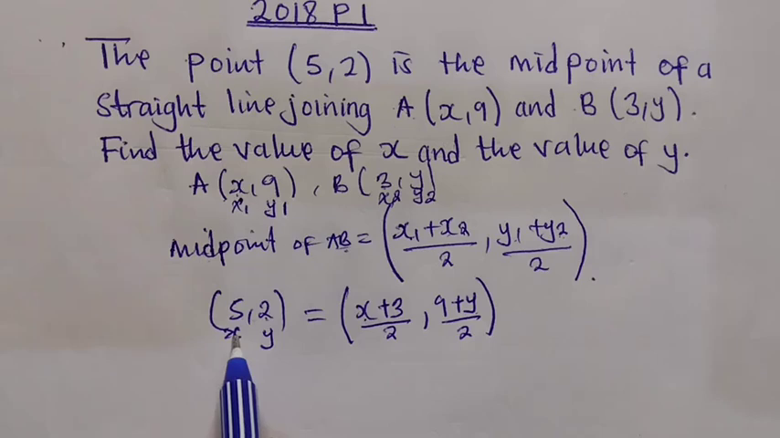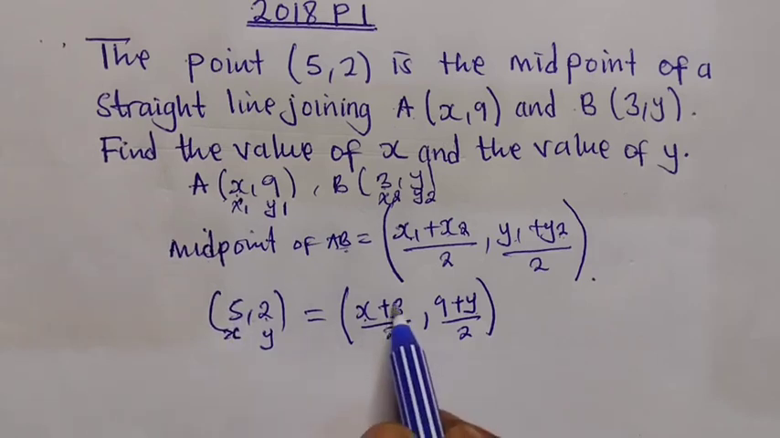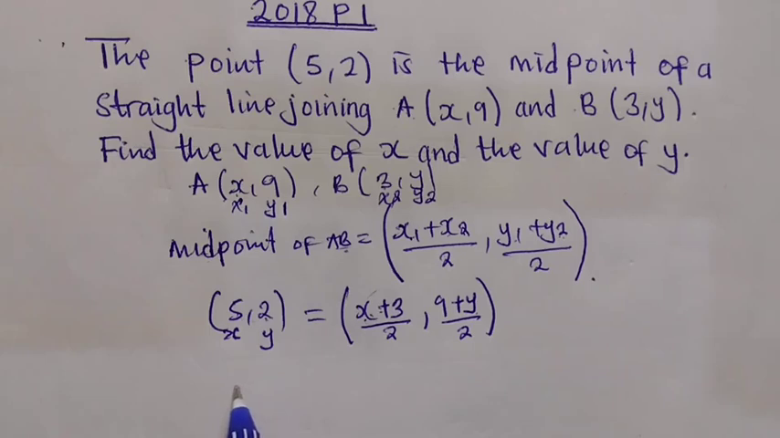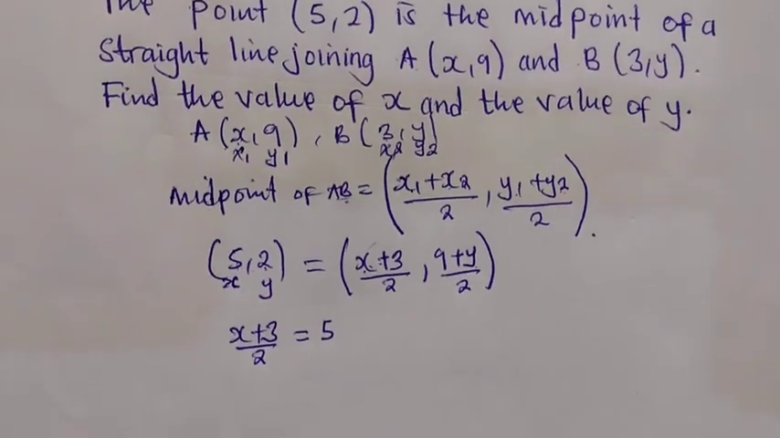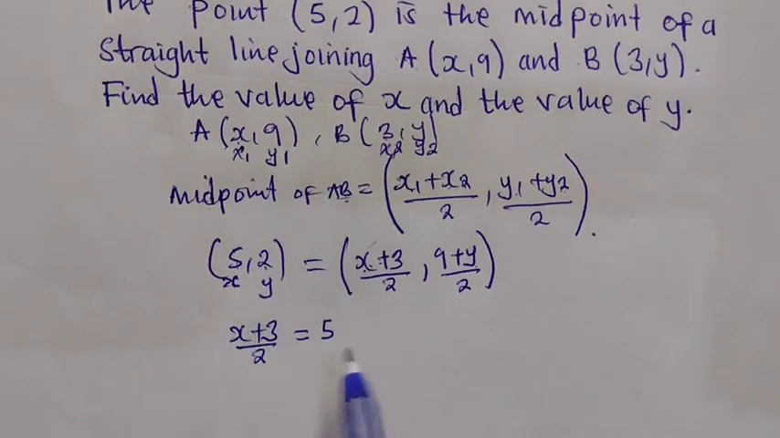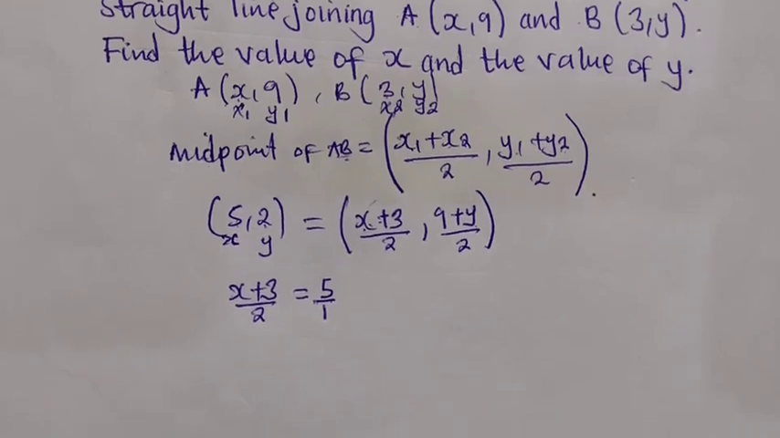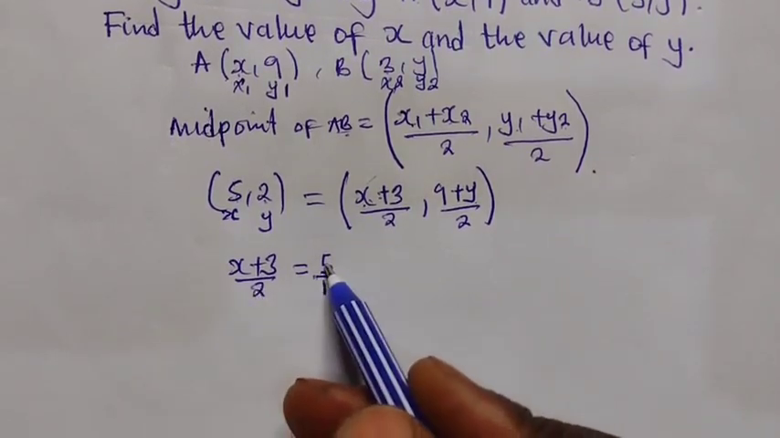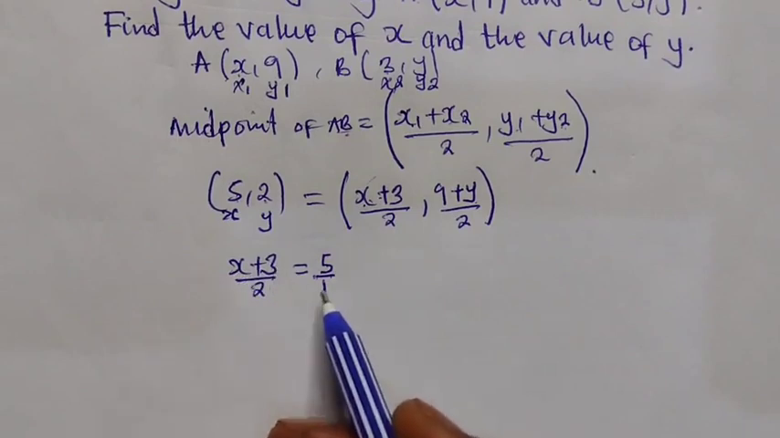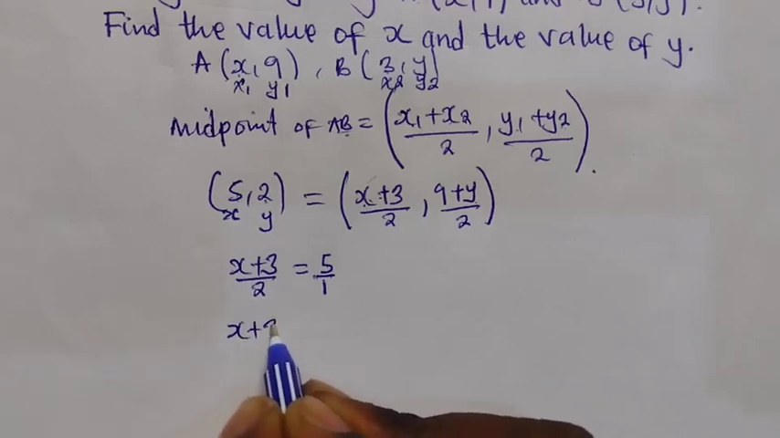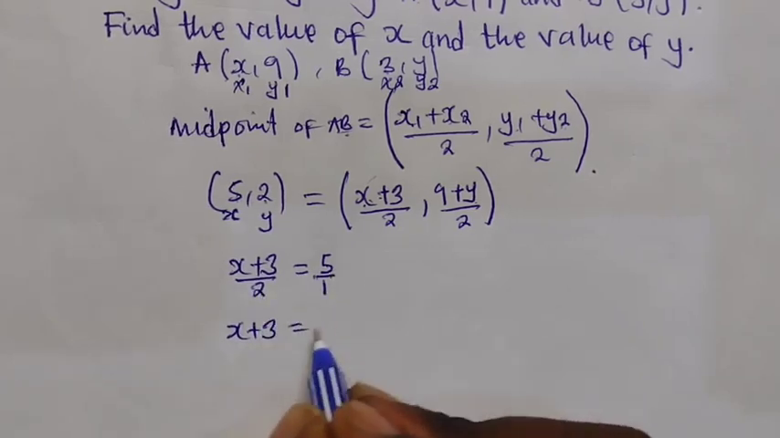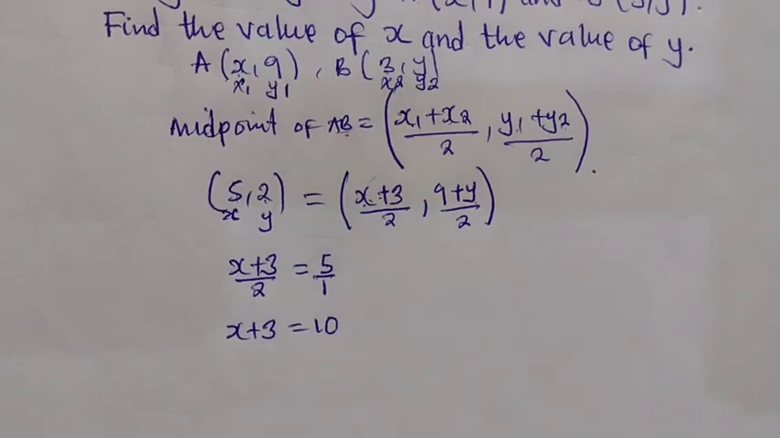This x coordinate, we are going to pair with the first expression, which is x plus 3 over 2. So we write (x plus 3) over 2 is equal to the x coordinate, which is 5. This is a fraction, this is not a fraction, so we divide by 1. Then 2 times 5 is 10. x plus 3 times 1 gives the same thing, x plus 3 equal to 2 times 5, which is 10.